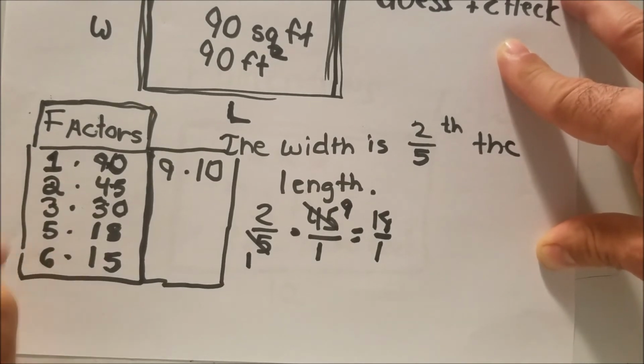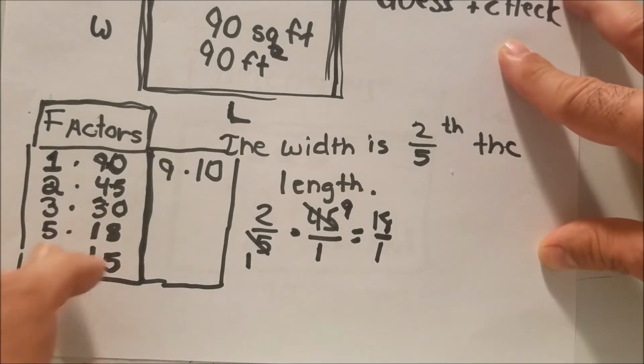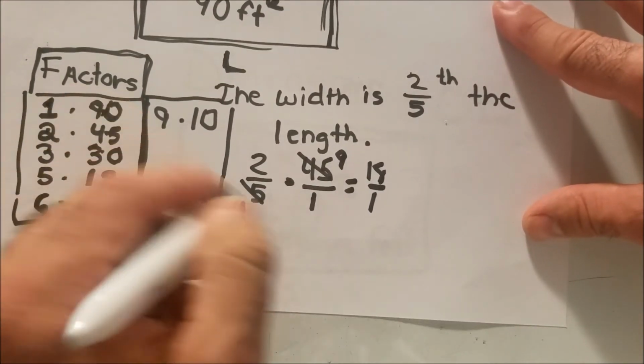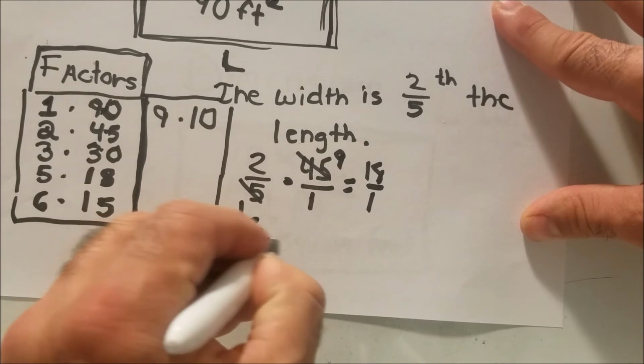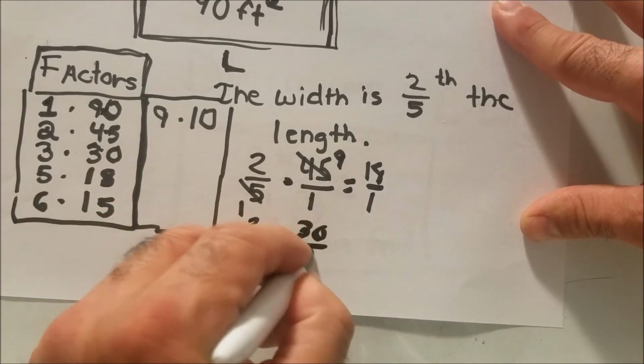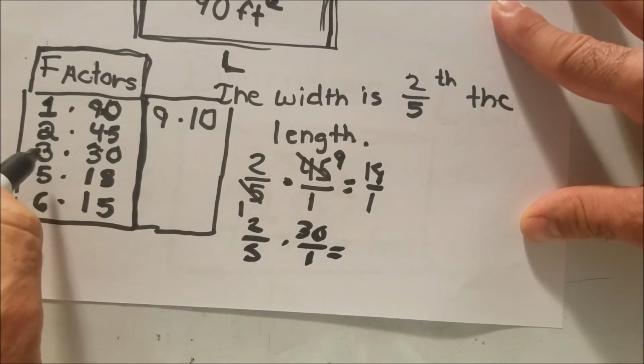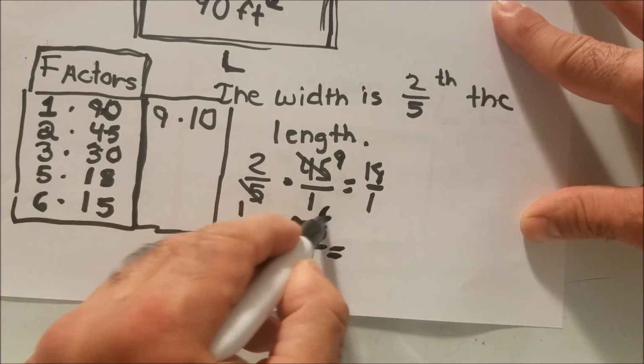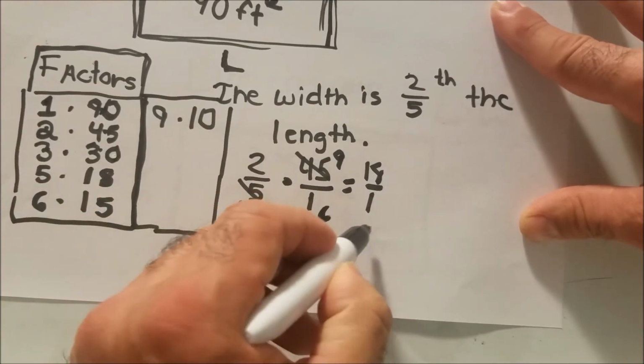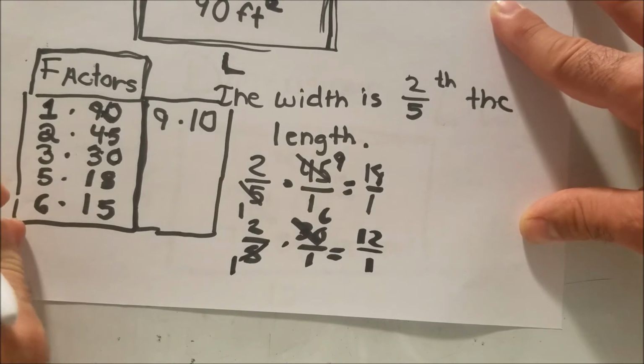What about 2/5 of 30? Try that one. Try 2/5 of 30. Bring it up here more. 2/5 times 30. Do you think that will be 3? Well, 5 goes in the 30 6 times. 5 goes in the 5 once. You get 12 over 1. Nope, that doesn't work.